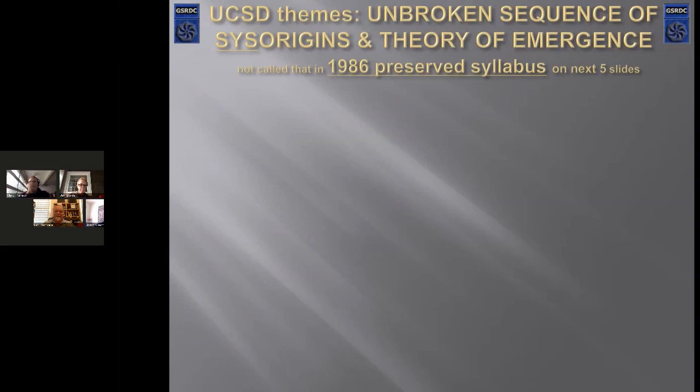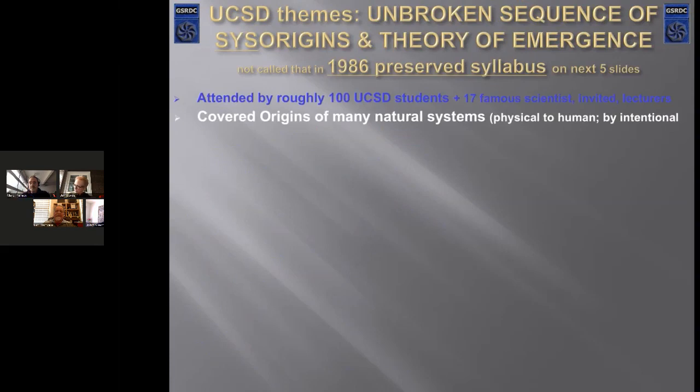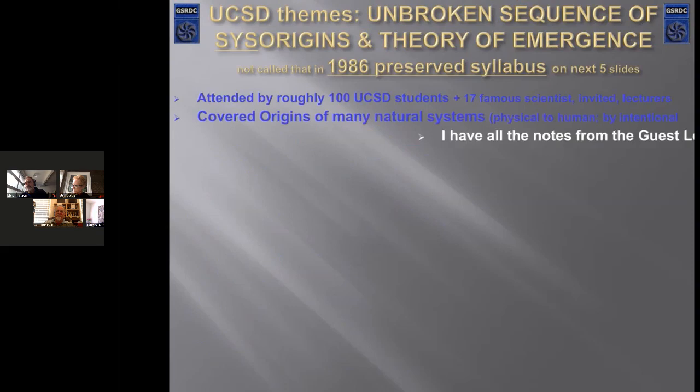That's great. So the next 5 slides are this preserved syllabus. Why am I putting it there? Well, it was attended by roughly 100 UCSD students, plus 17 famous scientists as invited lecturers. It covered the origins of many natural systems. So it actually started with physical systems all the way to human systems. And that was by intentional design.